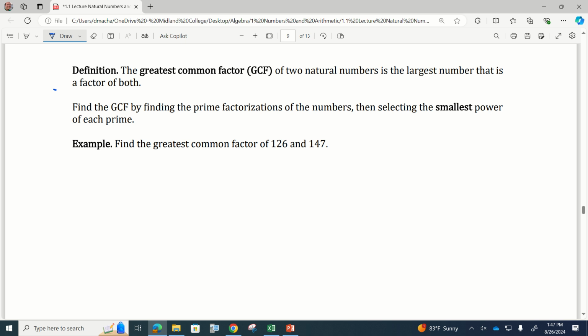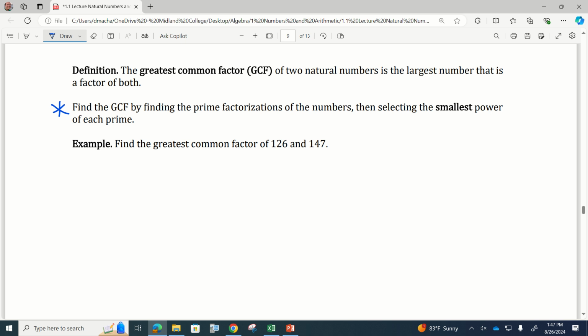You could write out the factor pairs, and you could find which number is the biggest number in both lists. That's a valid way to do it. There's another way of doing things that I sort of prefer. And what we do is we find the prime factorizations first, and then we select the smallest power.